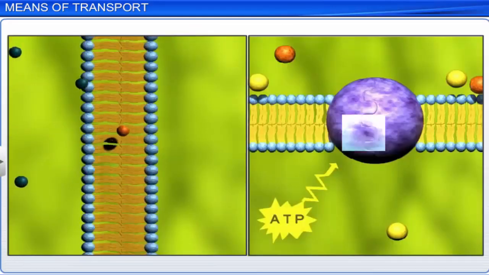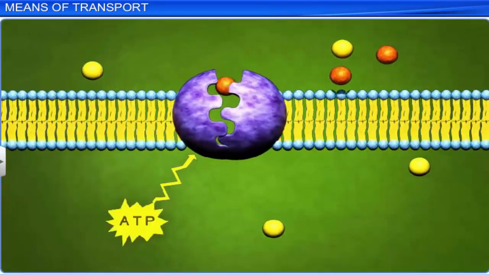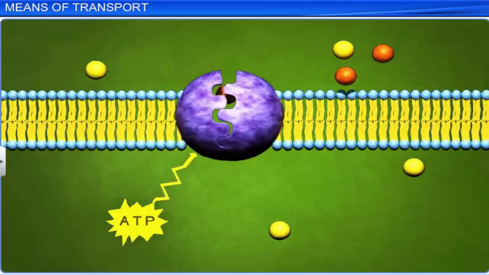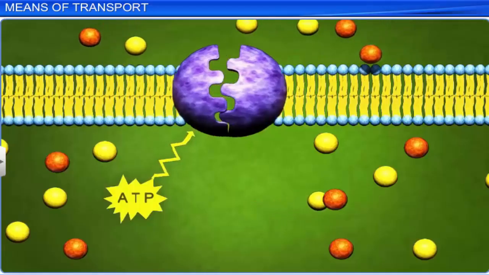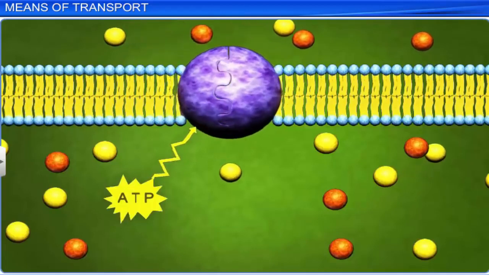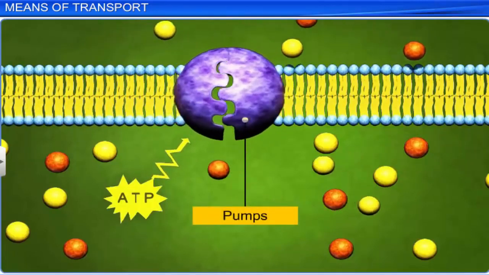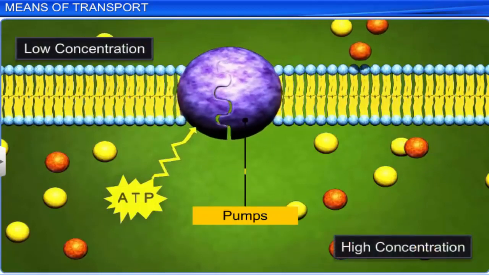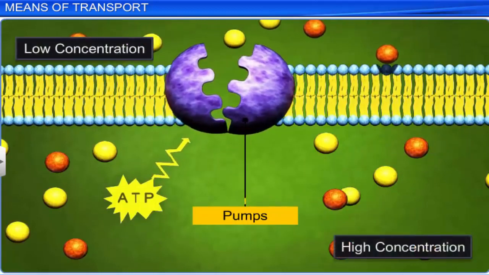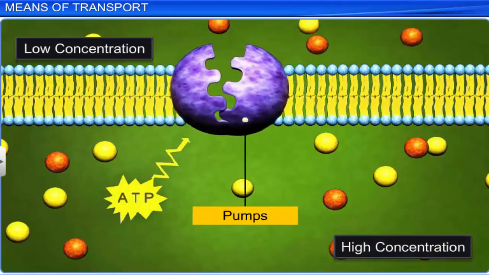Unlike diffusion, active transport requires energy to move molecules against the concentration gradient. It is carried out by membrane proteins that use energy. These proteins, called pumps, can also transport substances from low concentration to high concentration, which is termed uphill transport.